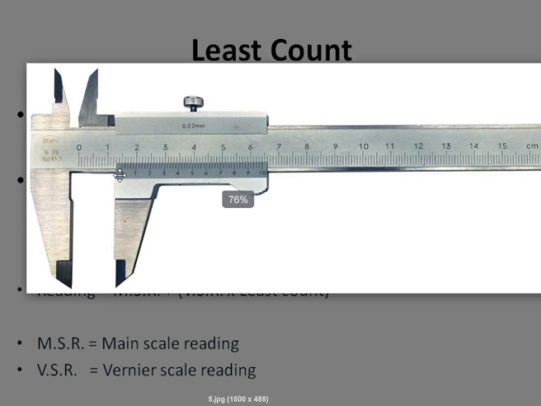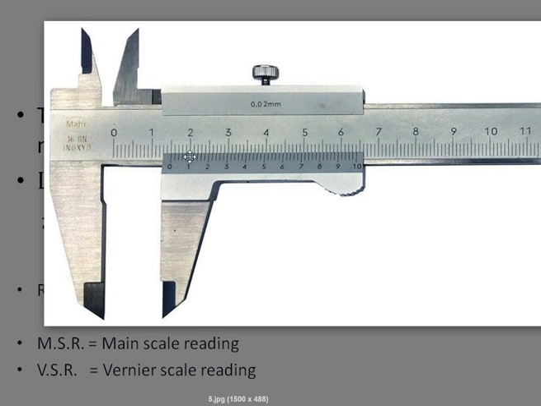For this particular instrument, if I want to calculate least count, then as per the formula, smallest division on main scale divided by total number of divisions on Vernier scale. The smallest division here is 1 mm, and the total number of divisions, if you count on the scale, goes to 50. So 1 divided by 50, that is 0.02 mm. It is nothing but the least count of this instrument.